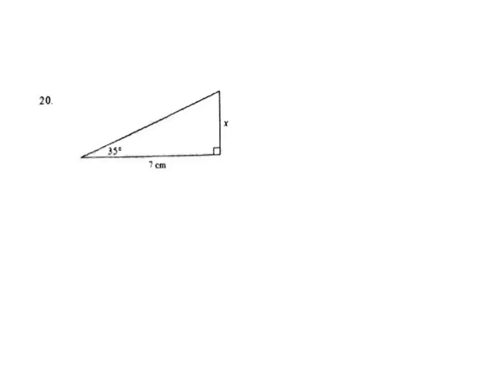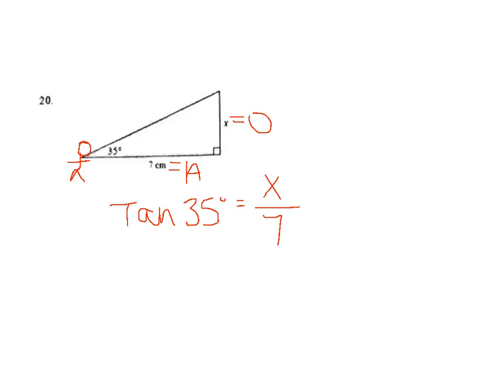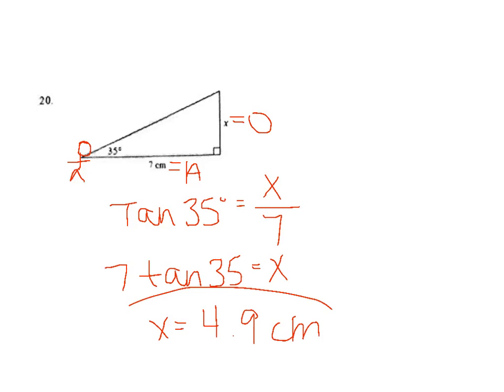Okay, again, I'm looking for the value of x, and I'm going to round to the nearest tenth. So let's draw our person at 35 degrees. We have x is our opposite, and 7 is our adjacent. So we're using tangent of 35 degrees equals opposite over adjacent. I'm going to multiply those two things. And when I put 7 tangent 35 into my calculator, I'll get x equals 4.9 centimeters.